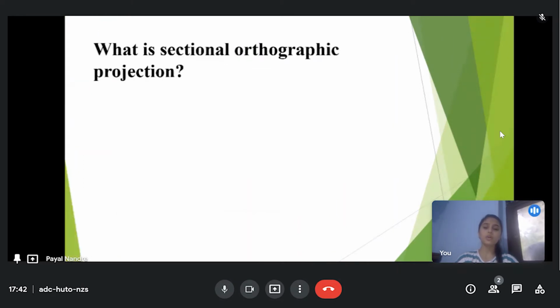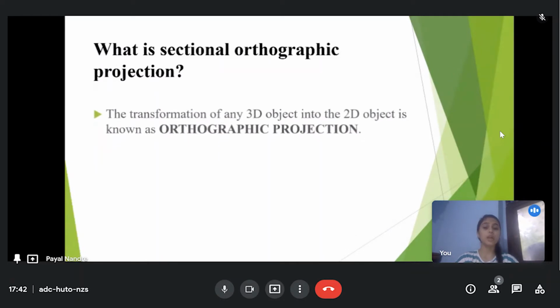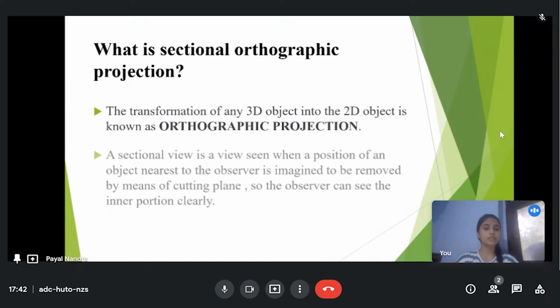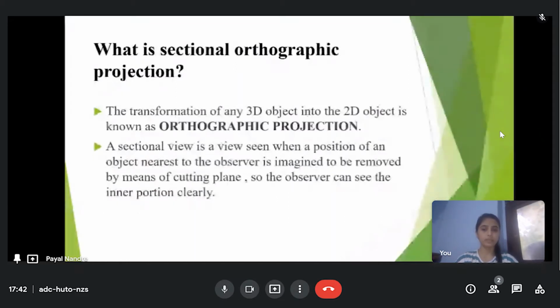What is sectional orthographic projection? The transformation of any 3D object into a 2D object is known as orthographic projection. That is, if we draw any 3D object as a 2D object on paper, then that transformation is known as orthographic projection. A sectional view is a view seen when the portion of an object nearest to the observer is imagined to be removed by means of a cutting plane, so the observer can see the inner portion clearly.